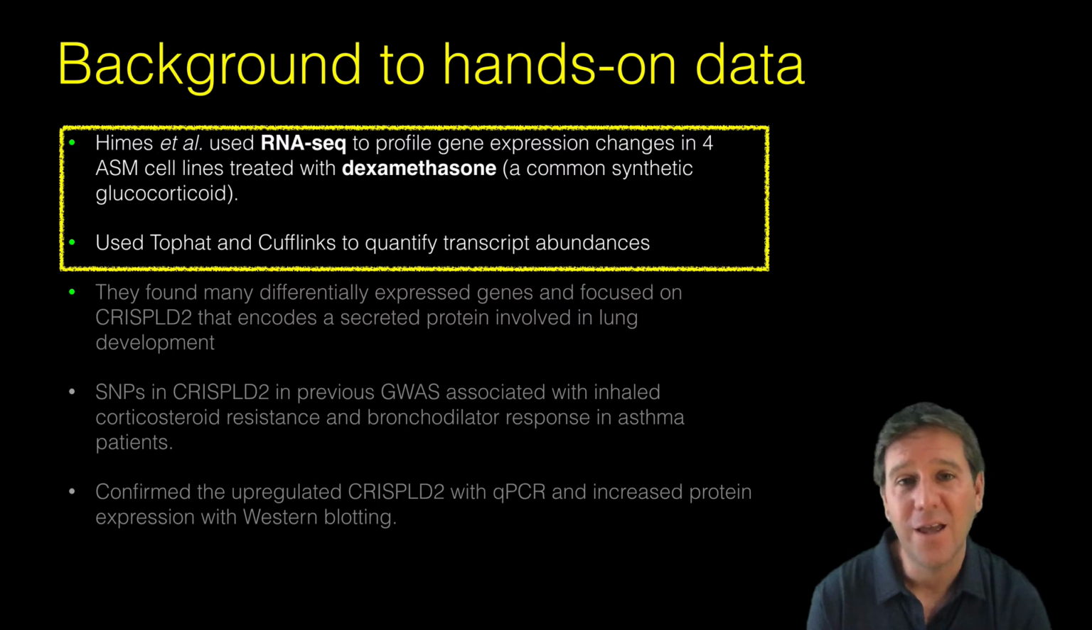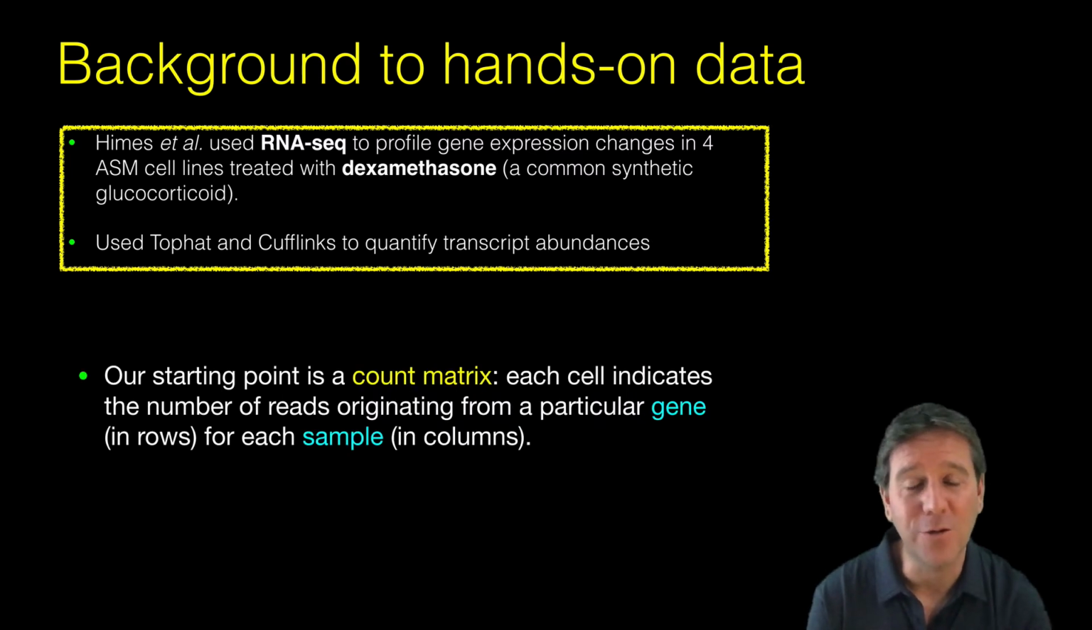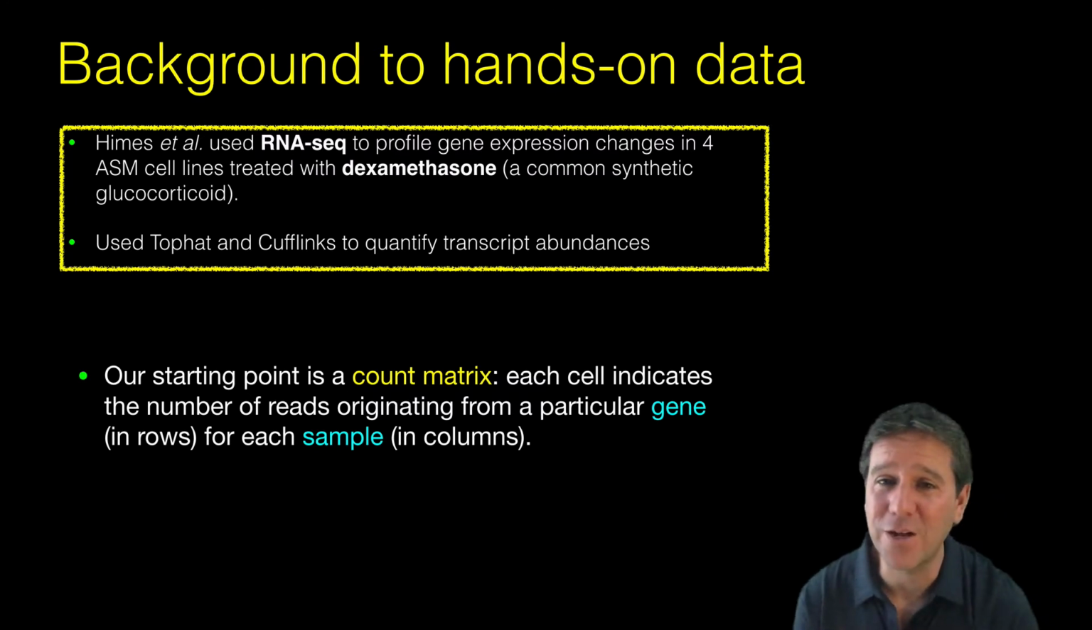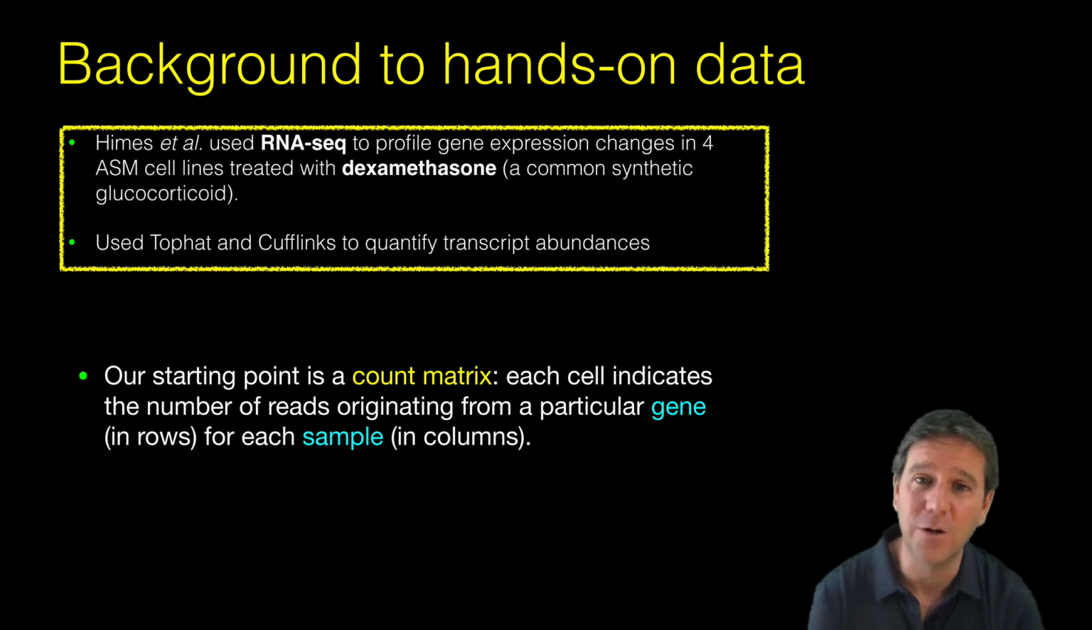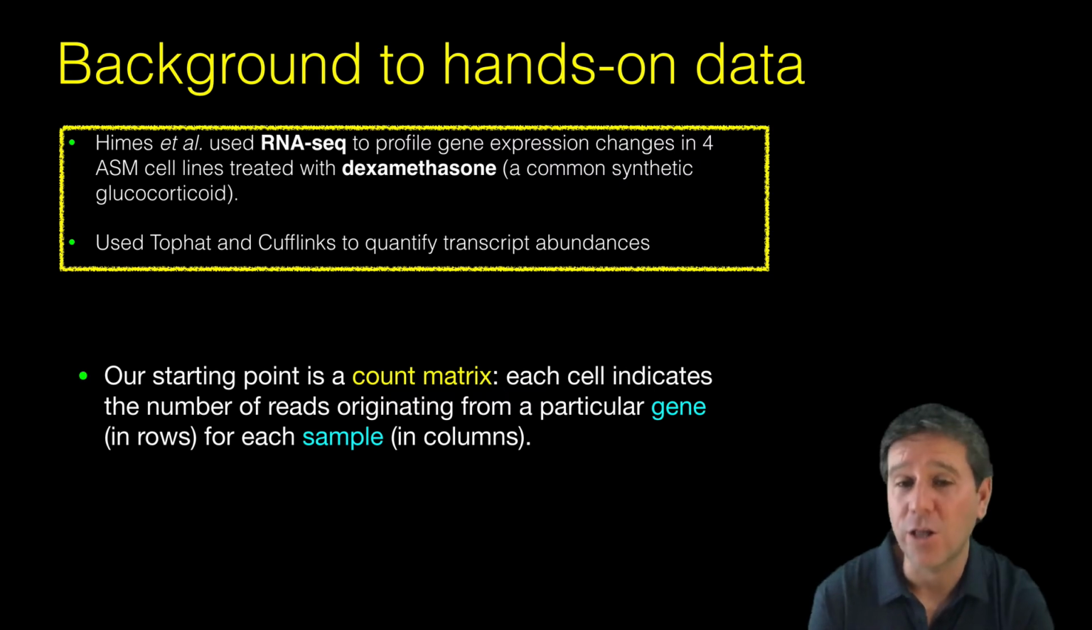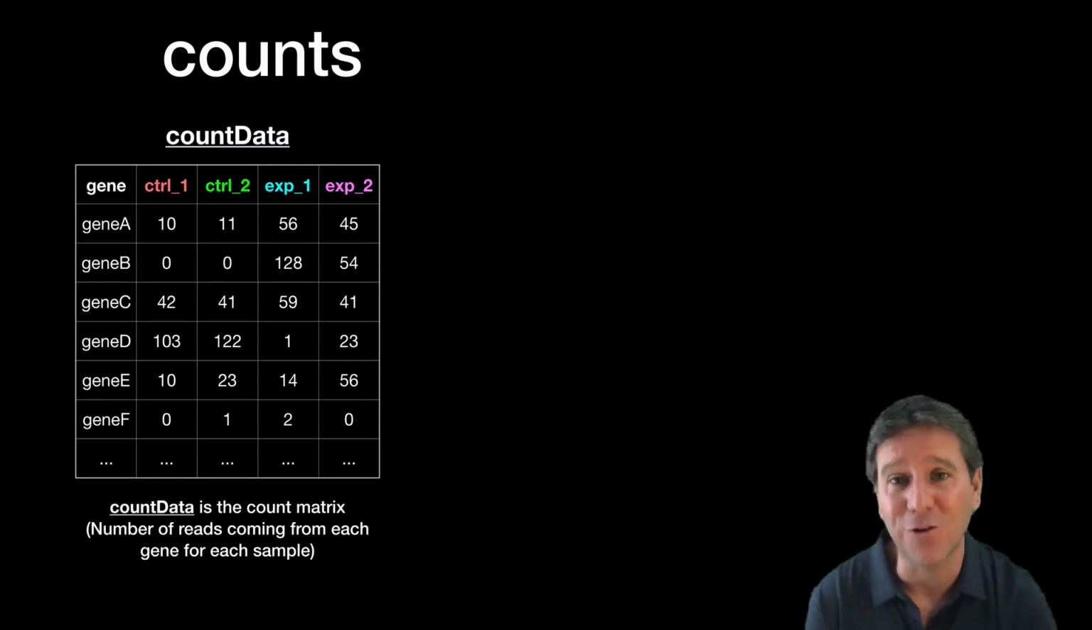We're going to go back to where we left off the last day. That is the output of the mapping and the counting step that these authors produced, just like we did the last day. And our starting point then is going to be this count matrix, where each cell indicates the number of reads originating from a particular gene. That will be the rows in this count matrix for each condition or each sample. That will be the columns of this count matrix. Actually, it looks just like this, right?